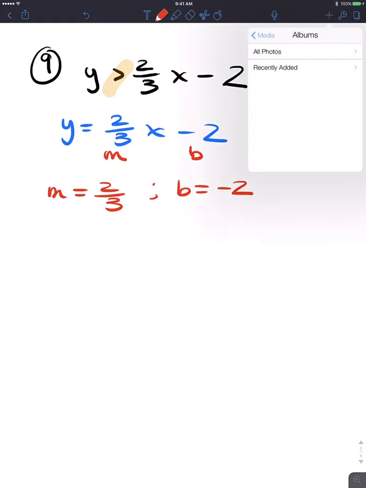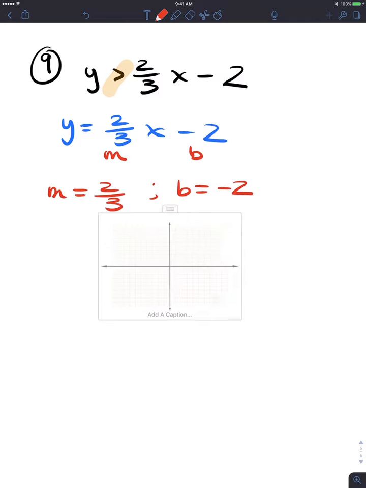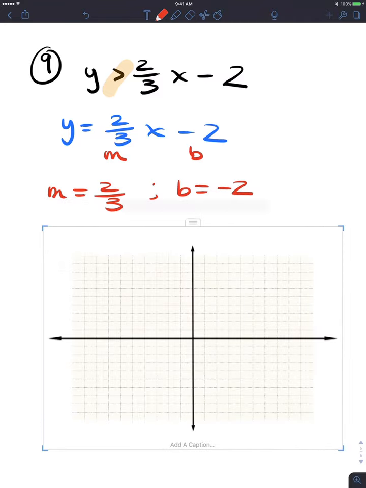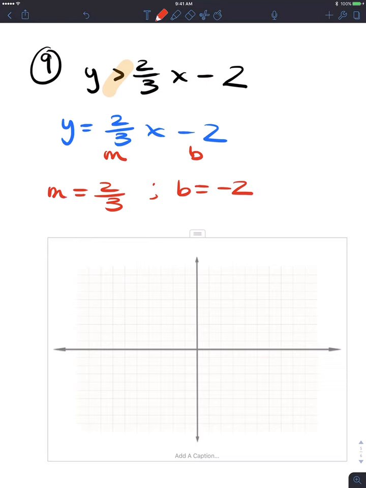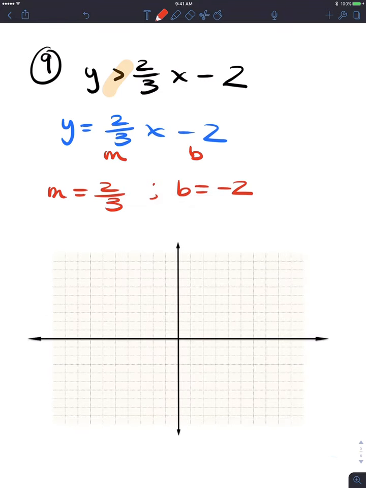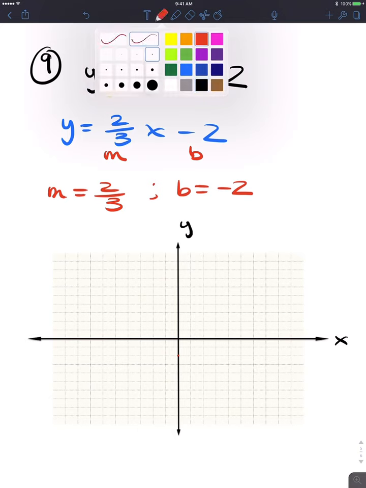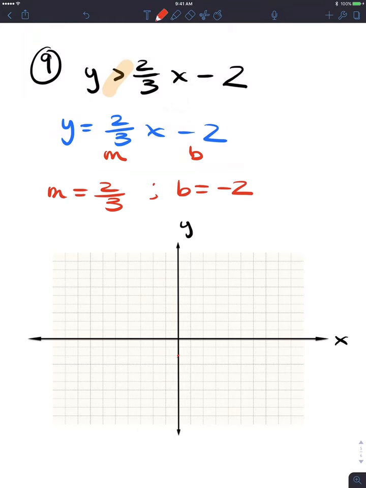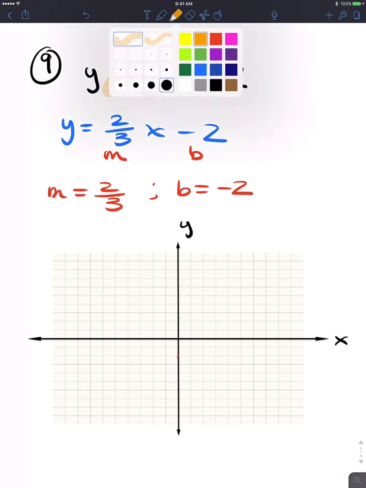Let's graph. We're going to start by plotting the y-intercept at negative 2. So it's on the y-axis at negative 2. Okay. Notice x-axis, y-axis. Negative 2 is clearly down here.